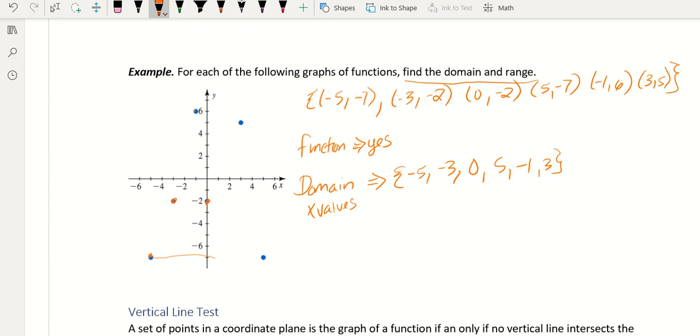Especially in a relation, which is a set of ordered pairs. And again, here we have our range. Range are your y values. So if I'm looking at the y values, I have to take a look. Let's see what I have. I have -7, -2, 6, and 5. Now, notice I did not repeat my -7 value, and I did not repeat my -2 value for y.